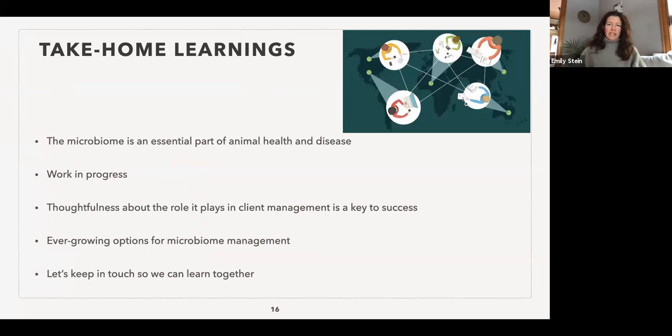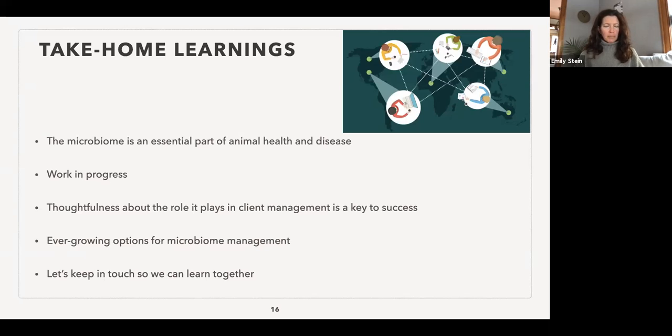So the take-home learning, I hope you've garnered from this talk, is that the microbiome is a really important thing, and it's been understudied and undervalued, and you'll be hearing about it more and more as time goes on. It's been shown to be a major driver in animal health and disease. Obviously, it's still a work in progress. I'm doing my best to understand as much as possible. More and more data is in journals all the time, so it's hard to keep up these days.